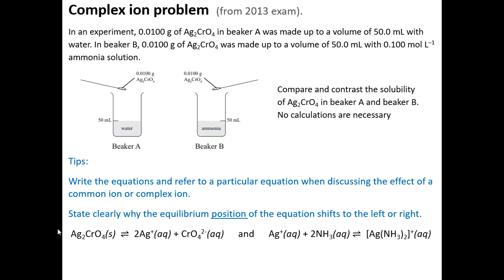And that means this equilibrium position has to shift to the right to produce more silver ions and more chromate to try and replace the decreasing silver ions. And that means that the silver chromate is going to start dissolving. So make sure you've answered all parts of the questions. Okay, so you've got to explain about the solubility. Compare and contrast the solubility. So it's more soluble here than there.